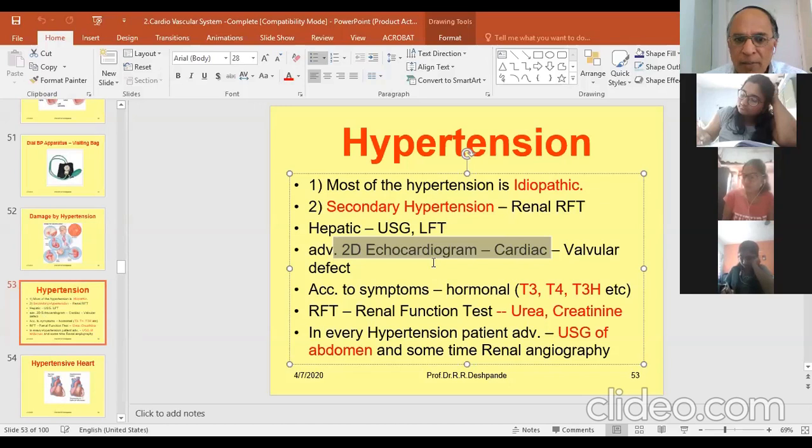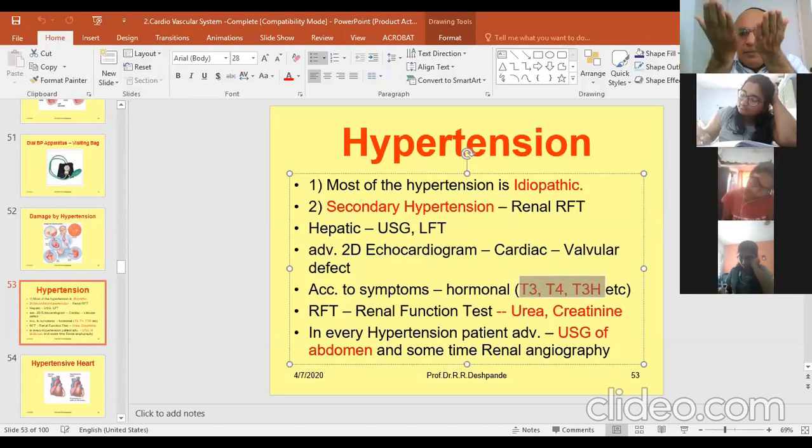Then there may be a problem in the thyroid gland. Another cause for hypertension, hyperthyroidism. So what you can do? T3, T4, TSH. T3, T4 will be high and TSH will be low because of the negative feedback mechanism. I have already discussed the renal function tests, urea and creatinine. You should not forget to do them. These investigations you must do. Must do. Remember my words.